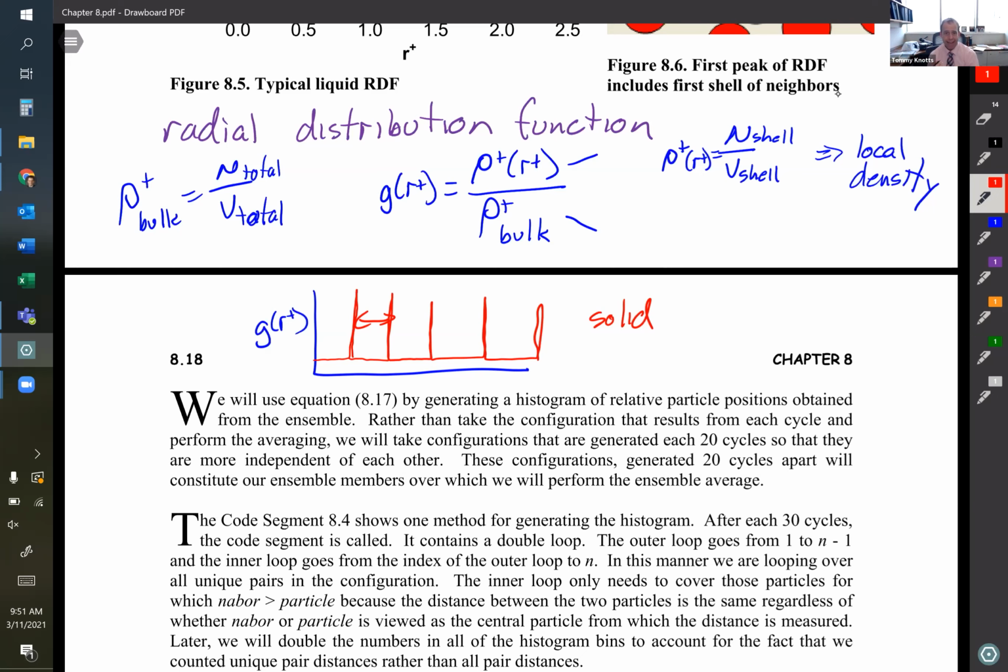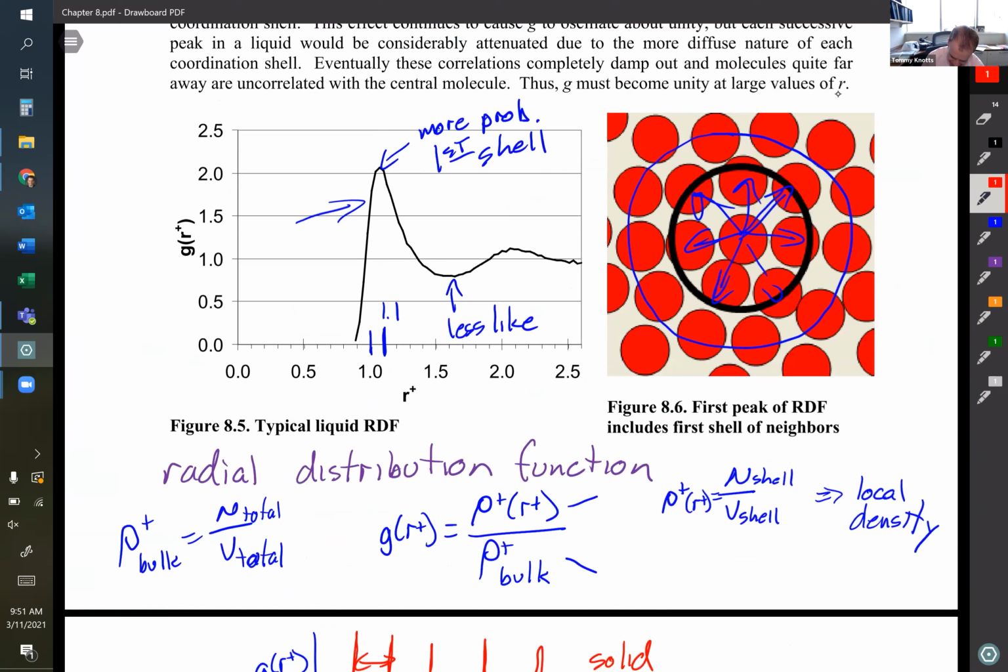And then if I go to a gas where I'm less dense, I don't see quite as prominent peaks, especially after the first peak. It levels out to 1 much faster than maybe a dense liquid.